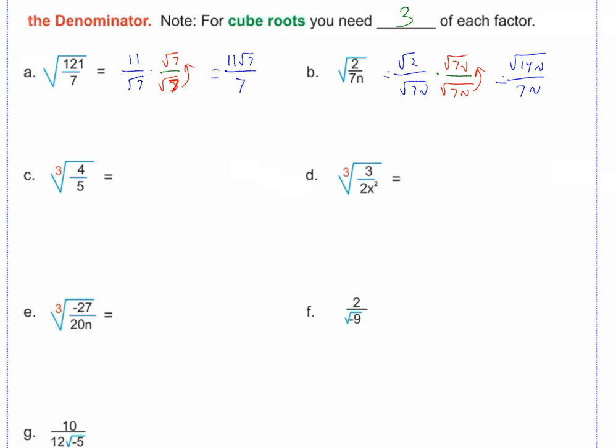Now let's do some cube roots. So we have to leave the cube root of 4 in the top because you can't take the cube root of 4. We have 2 2's, we need 3 of them. And the bottom is the cube root of 5. So now I want to use green.